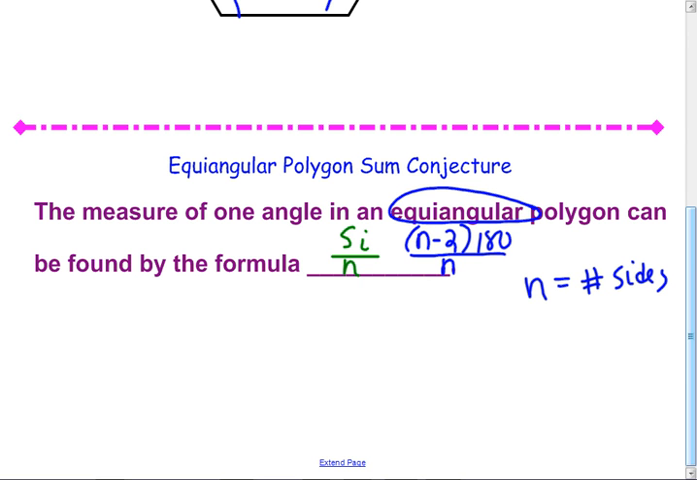Now, we're going to have some that are not equal angled. That's it right there. It's this formula right here. You take the sum of the interior angles and divide by how many you have. I prefer the green one to the blue because it's less memorizing, it's understanding. Ready?